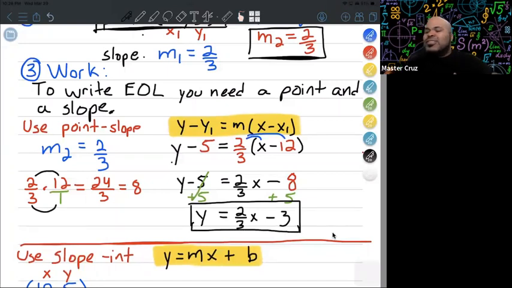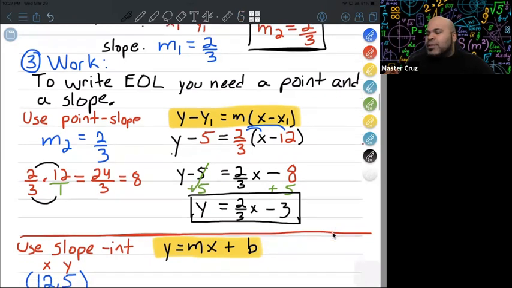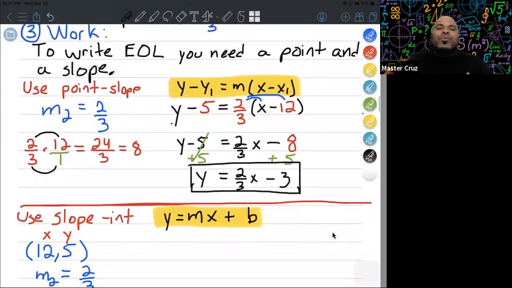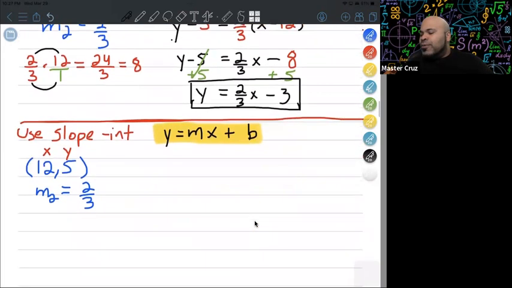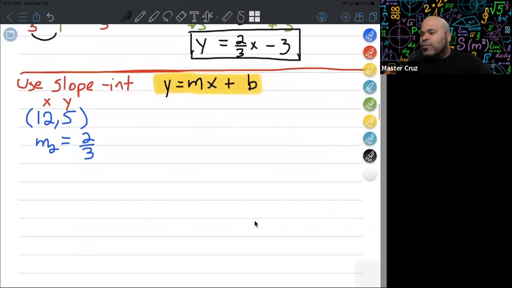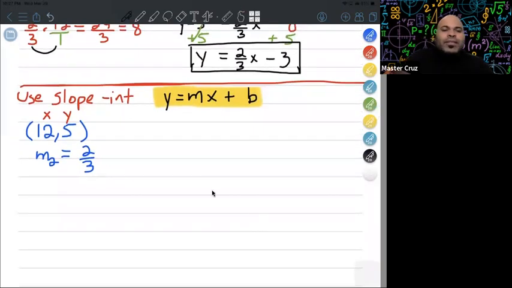Now, this is not the only way of doing this problem. I'm going to show you a second way. And I've seen that some students gravitate towards y equals mx plus b so that they don't have to learn a different equation, because point-slope form is a different equation, but you could still do it just using the slope-intercept form. We've done a couple of these problems, so hopefully you've done it before, but here we go. This is how you would do it.